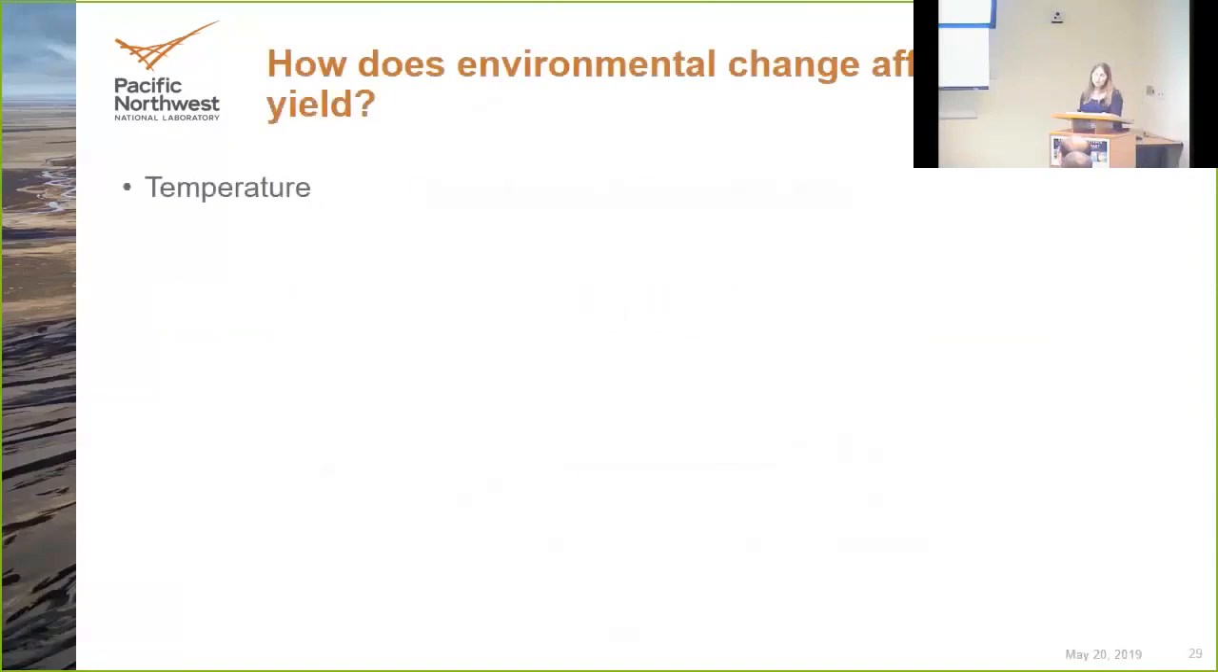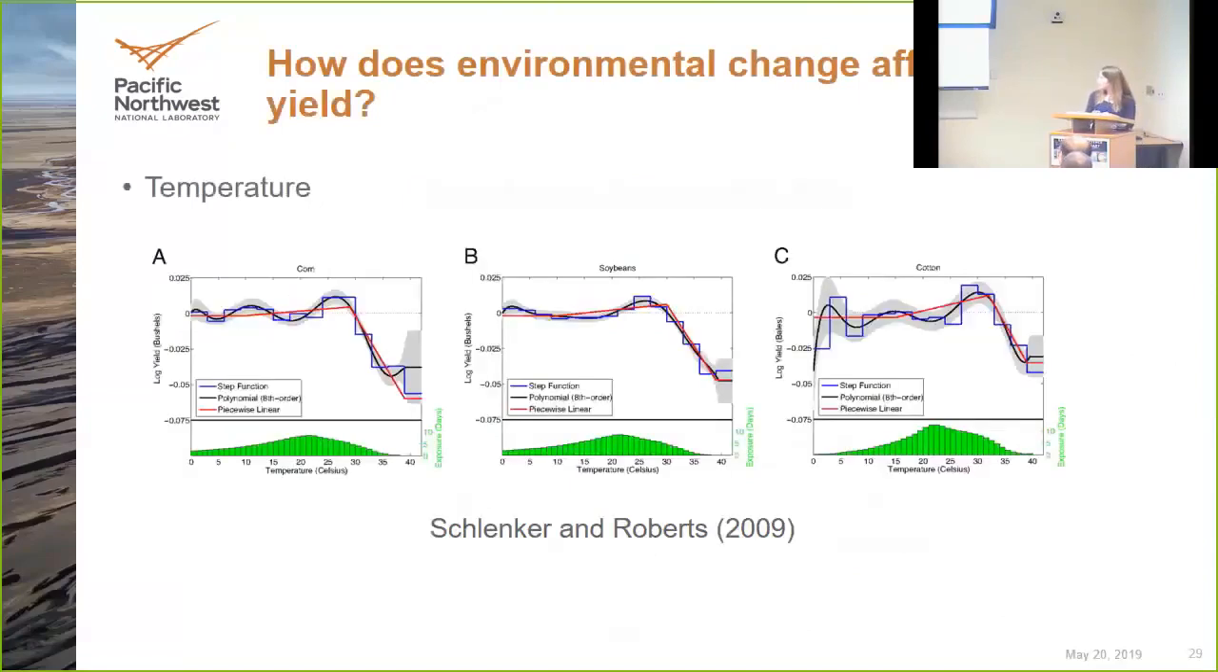And so how do changes in the environment affect yield? Well, for temperature, there are some studies looking at empirical estimates, and there are field experiments and other things that give us information about how changes in temperature might affect crop yields and other land productivity. This is from a paper by Wolfram Schlenker and Roberts in 2009, showing temperature along the x-axis and log of crop yield along the y-axis. Higher values mean higher yields, lower values mean lower.